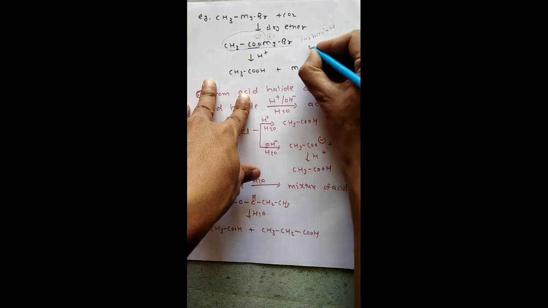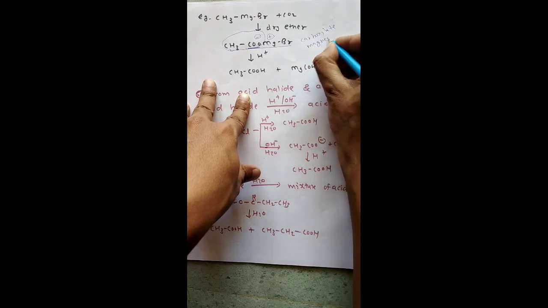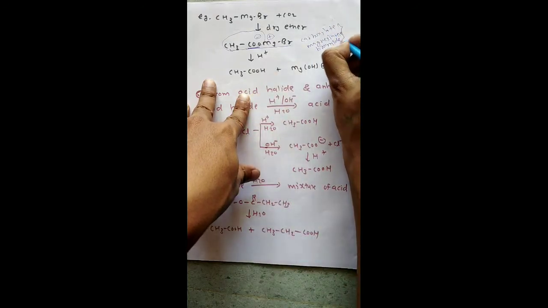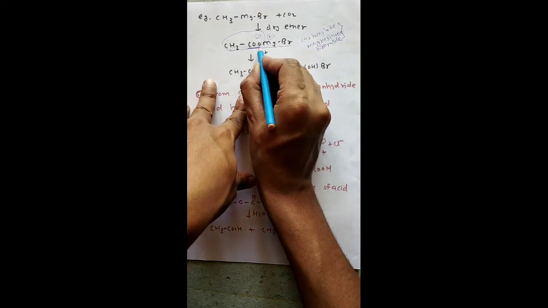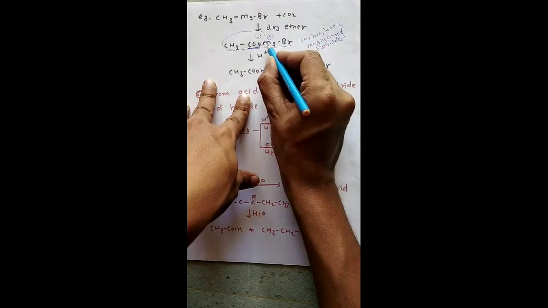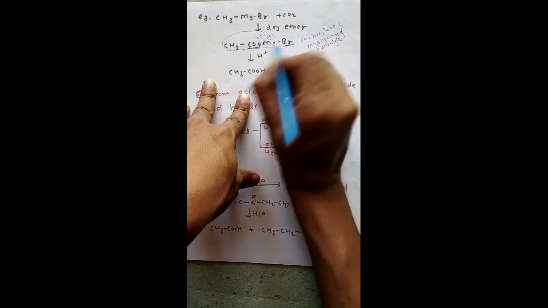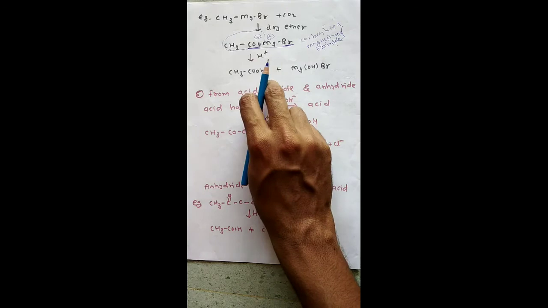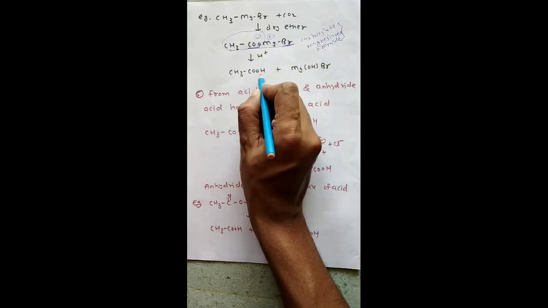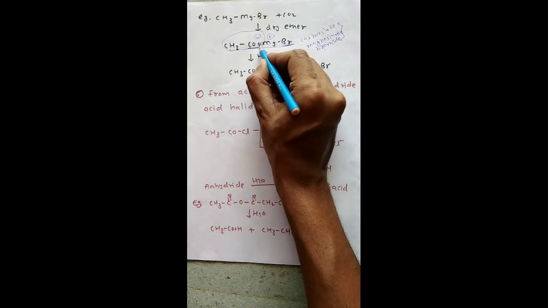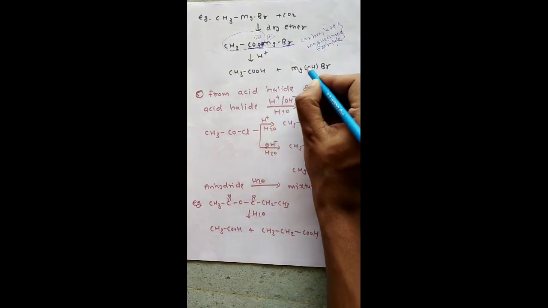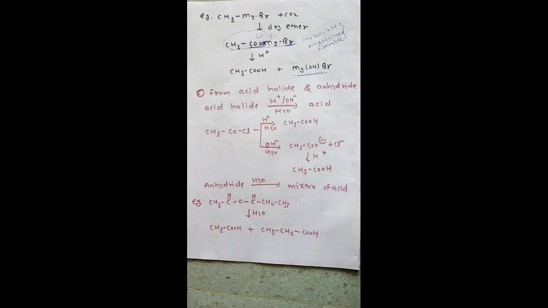carboxylate magnesium bromide. Okay, carboxylate means COO minus ion, magnesium means Mg, then bromide for Br. Now in the next step acidify that. So you will get CH3COOH. This hydrogen adds here from water, and MgOHBr leaves here as a byproduct.